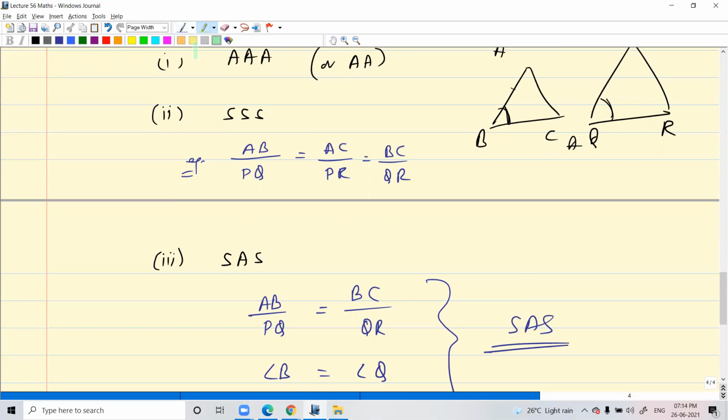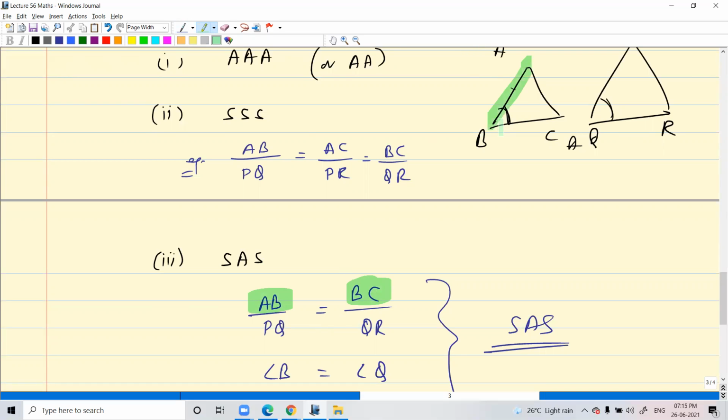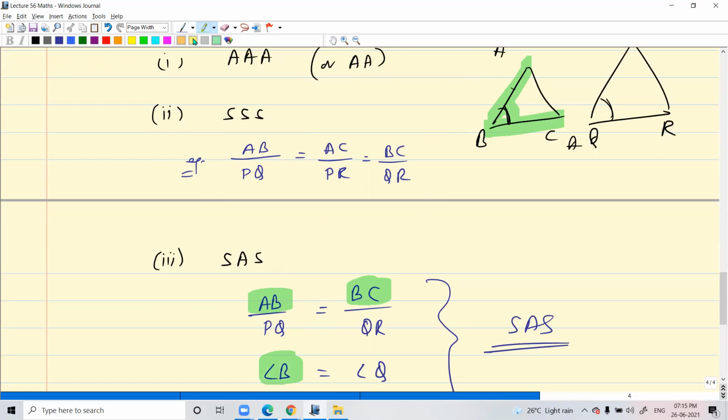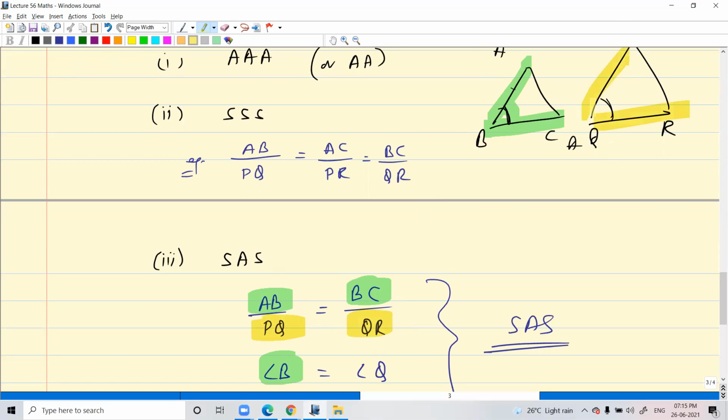How can we figure that out? You see, AB and BC are from the same triangle, right? So what is the angle between those two? That will be your angle B. And then PQ and QR are from the other triangle, and the angle between them is angle Q.